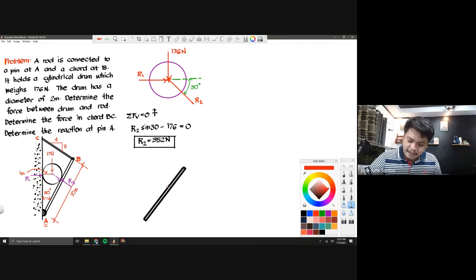That would be my R2. Dito ko siya ilalagay. That is always perpendicular. Okay. So, that would be your R2. Okay? And that is actually ilan? 352. Okay. Ito hindi natin alam. Okay? Ano kaya yung distance niya mula dito sa A? We do not know that. Okay? Now, paano malalaman yon?